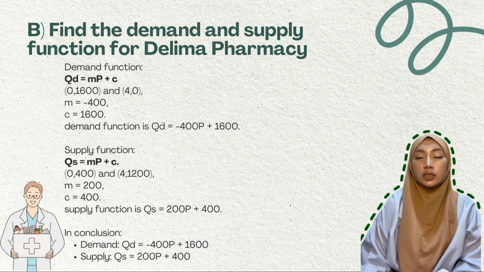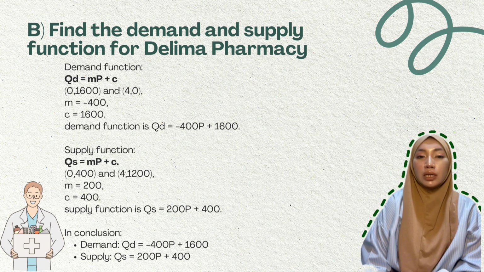Next, the supply function. This shows the relationship between price and quantity supplied. We use the formula QS equals MP plus C. The slope M is 200 and C is 400. So the supply function is 200P plus 400. So in conclusion, demand QD is negative 400P plus 1600. Supply is QS.